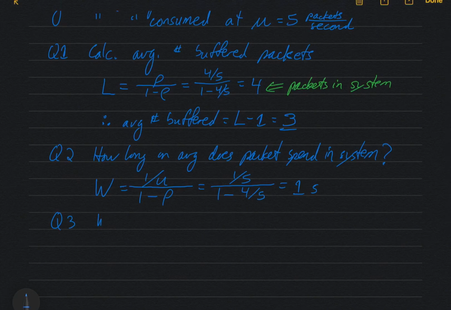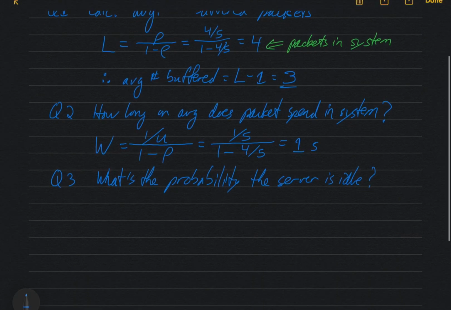Okay, question 3. What's the probability the server is idle? And it's idle if there's nobody in the system, so that's the probability of 0 packets in the system, which is an easy one. 1 minus rho equals 1 minus 4 over 5 equals 20%. Alright.